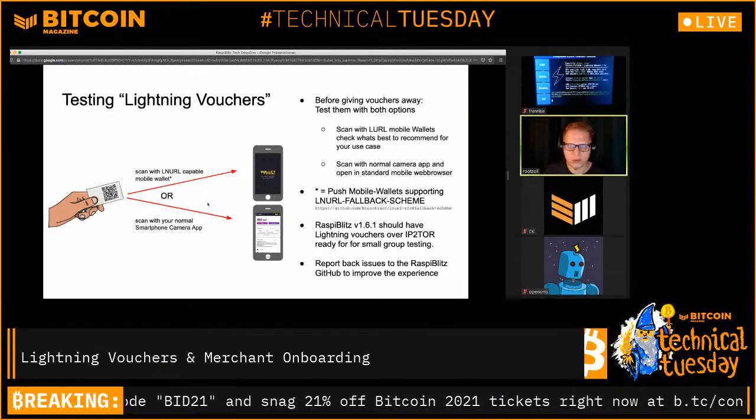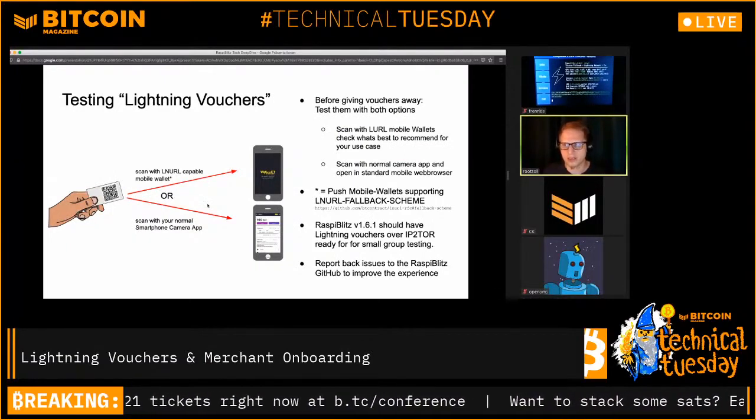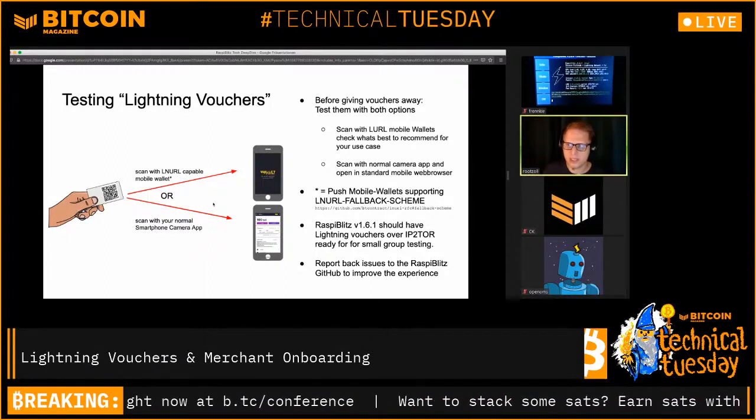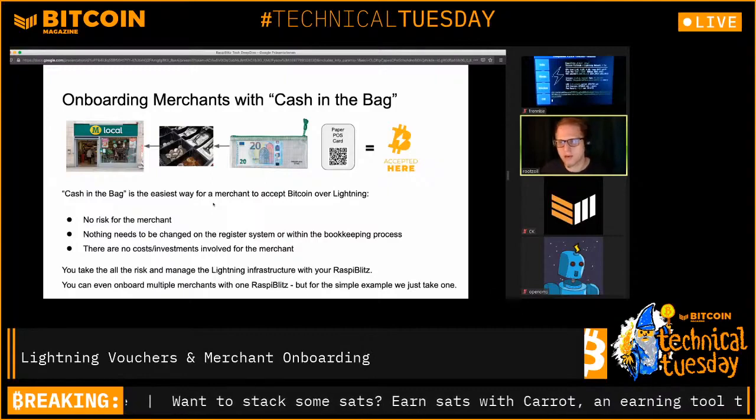I think this covers the Lightning vouchers. This is the first part of what you can do: you can give away free Satoshis. The other question is, if people have Satoshis, what can they do with them? So it would be very nice to combine those two things.